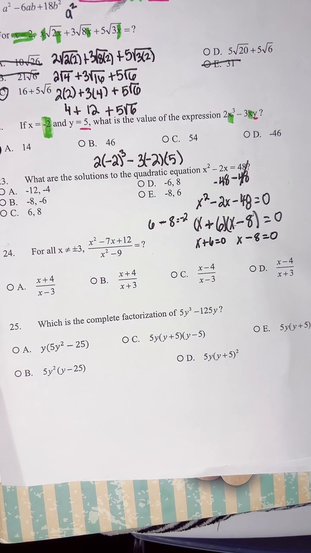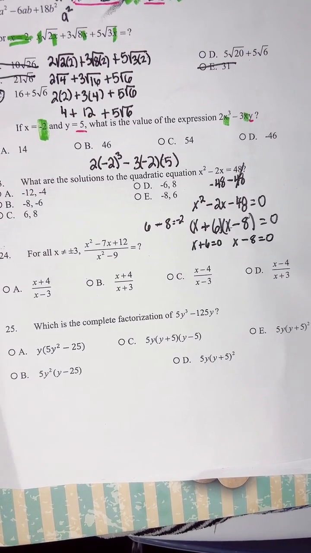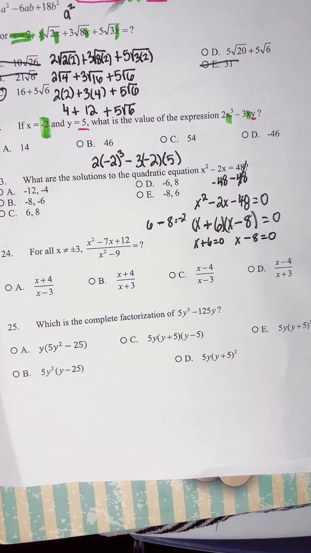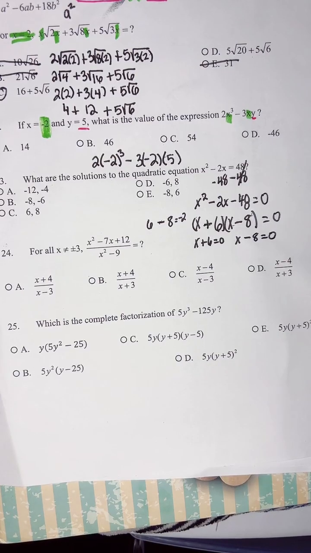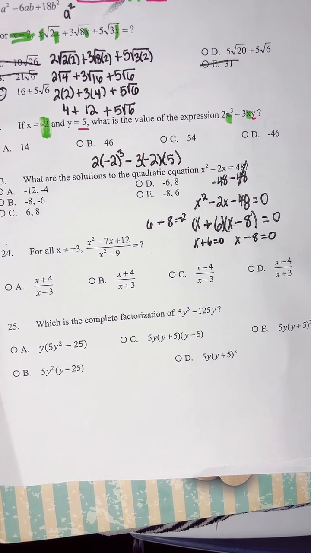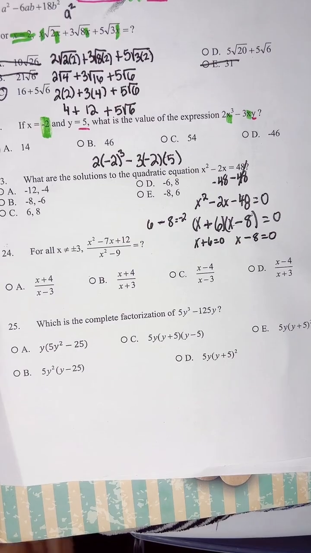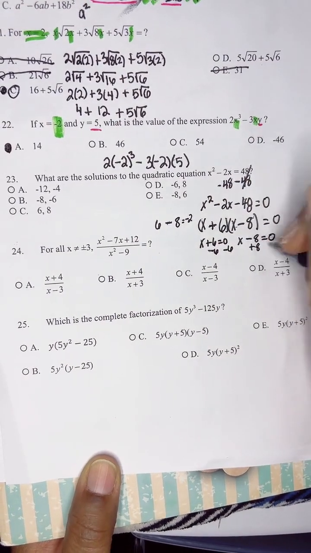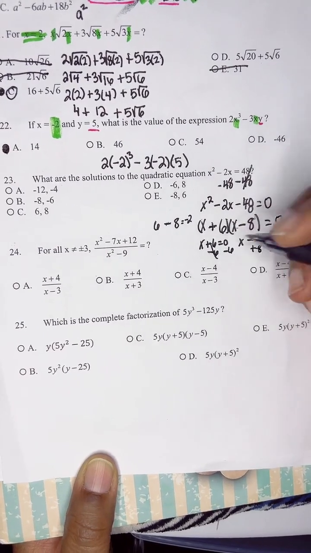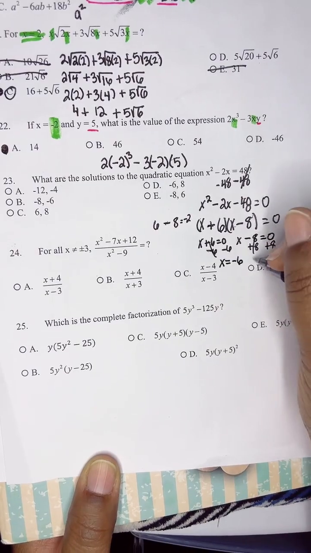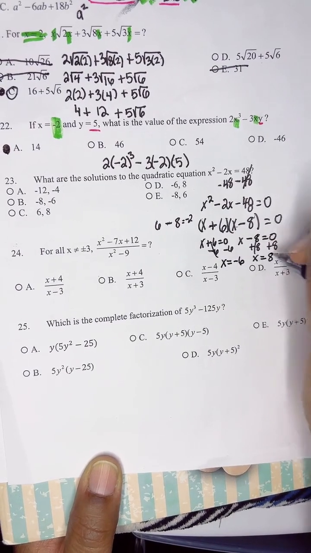I always tell my students, the first sign tells me my big number. Yes, I love it. So it's -6 and add 8, like you guys said. Beautiful. And x equals -6, and x equals 8.